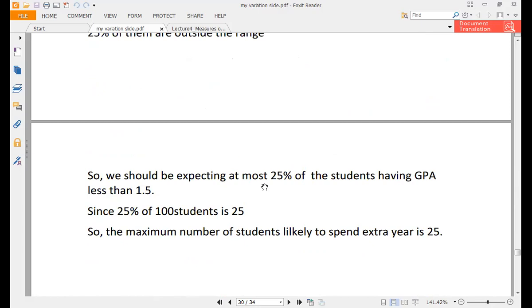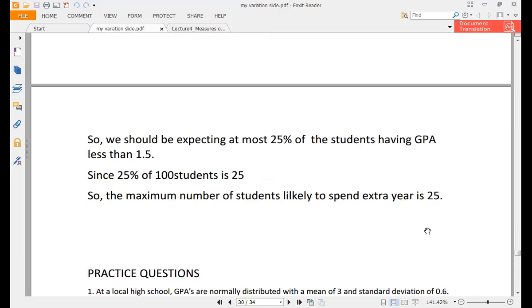So if the maximum percentage that should be below 1.5 is 25%, that means we can easily calculate the number of students that score below. And how many are we going to get in that case? So we know that the total number of students in the statistics department is 100 students. That means all we need to do is to find 25% of 100. And if you do that, 25 over 100 times 100, you realize that gives you 25. So that means the maximum number of students likely to spend an extra year is 25. The question is easily done.